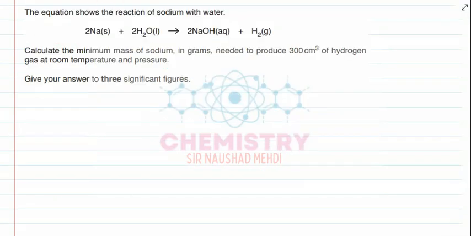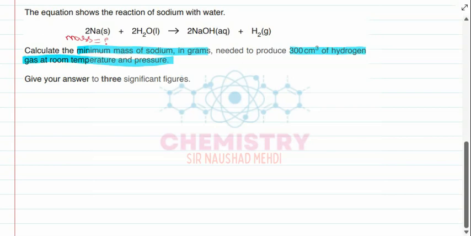Okay, now let us solve one more question. In this question it is saying calculate the minimum mass of sodium in grams. So they are asking you to calculate the mass of sodium needed to produce 300 cm³ of hydrogen gas at room temperature and pressure. In the question, 300 cm³ means volume, it is given to you, right? Cm³ is the unit of volume.